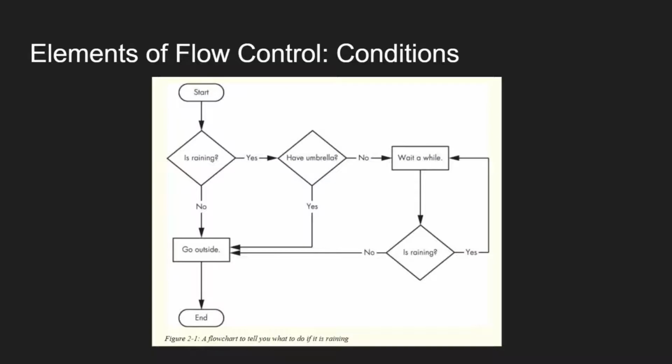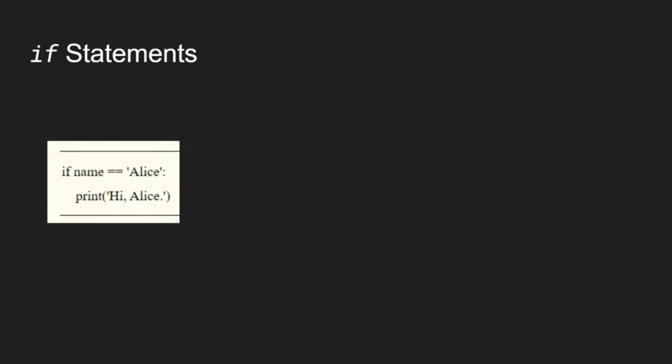Now let's explore the most important piece of flow control, the statements themselves. The statements represent the highlighted diamonds, and they are the actual decisions your program will make. The most common type of flow control statement is the if statement. An if statement's clause, that is the block following the if statement, will execute if the statement's condition is true. The clause is skipped if the condition is false.